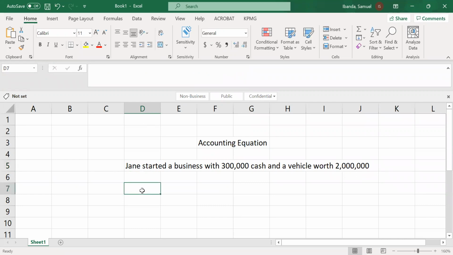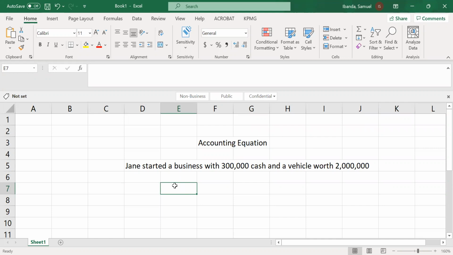Now, one thing that we understand is that when Jen is starting a business, whatever she starts with is regarded as capital. So what she contributes to the business is capital. So the 300,000 cash and the 2 million for the vehicle is basically regarded as capital to the business. So we may want to represent this on the accounting equation.